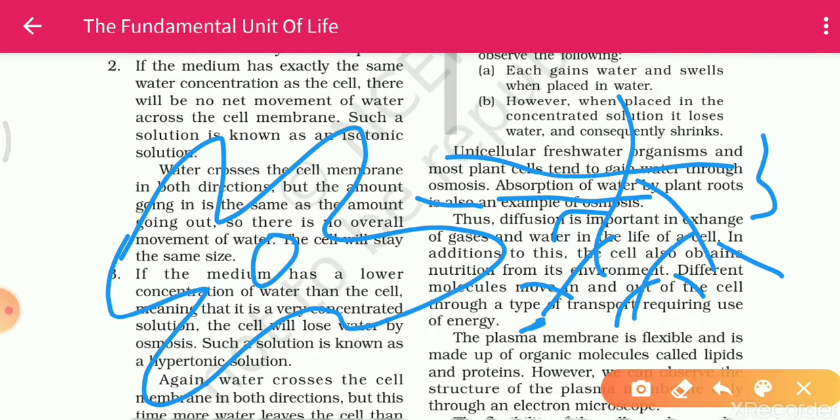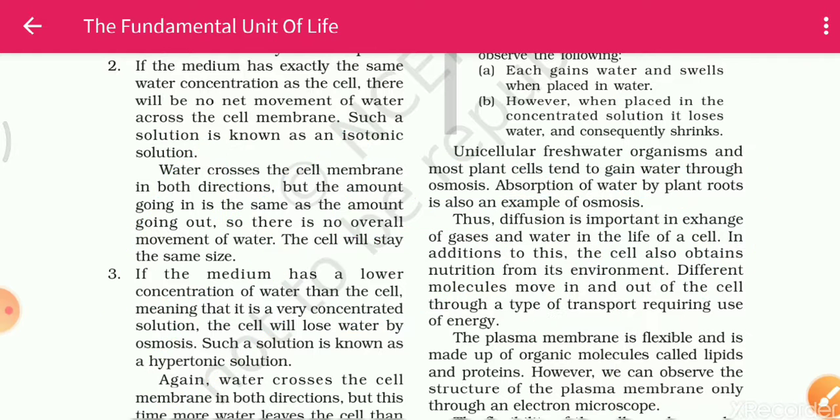Students, sometimes examples of osmosis are asked. If they ask you to give an example of osmosis, you give the example of the amoeba and the plant roots. Then let's proceed to another paragraph.